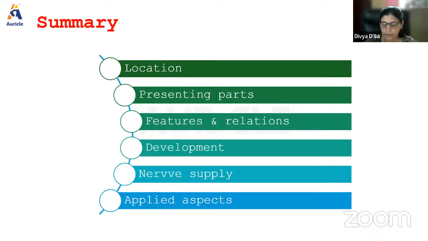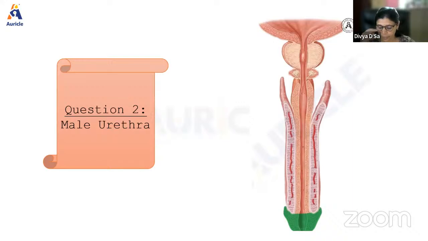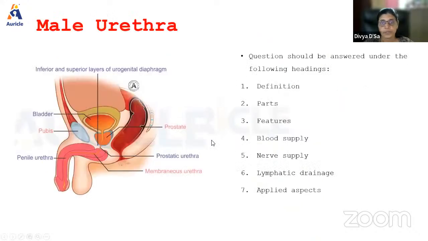Next we study the urethra, the male urethra. The male urethra is very important. So what is the male urethra? It is the common tubular passage for the elimination of both urine as well as semen. It extends from the internal urethral orifice at the apex of the trigone of the bladder up to the external urethral orifice, close to the tip of the glans penis.